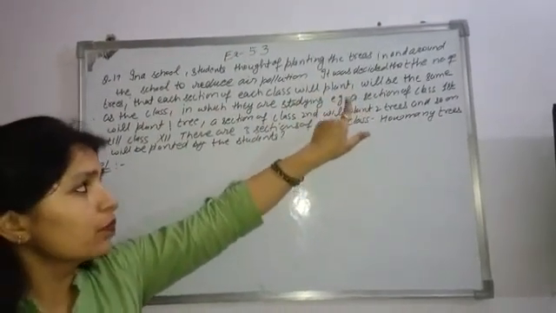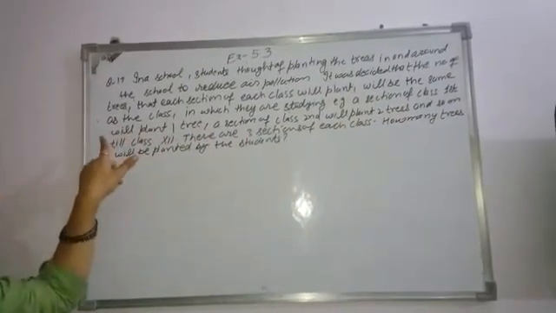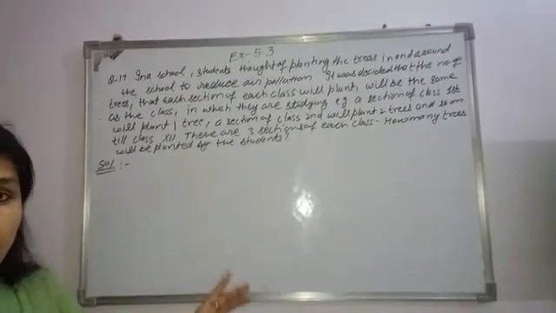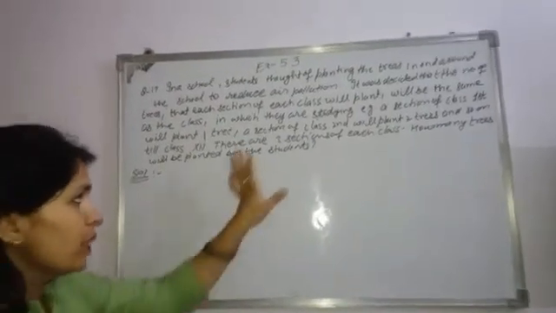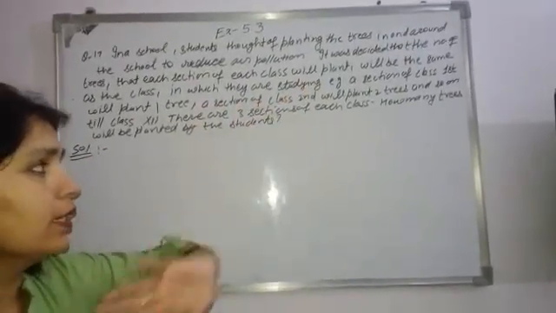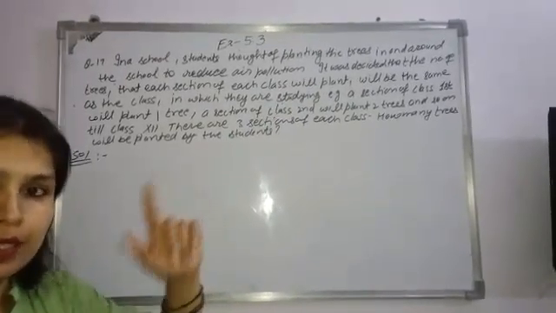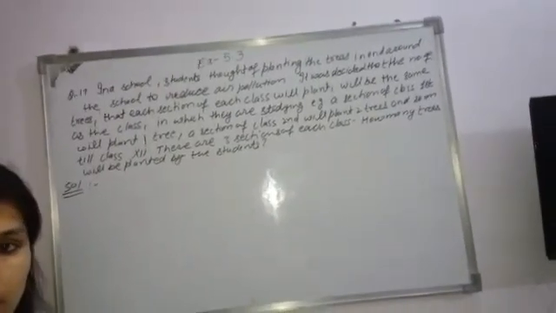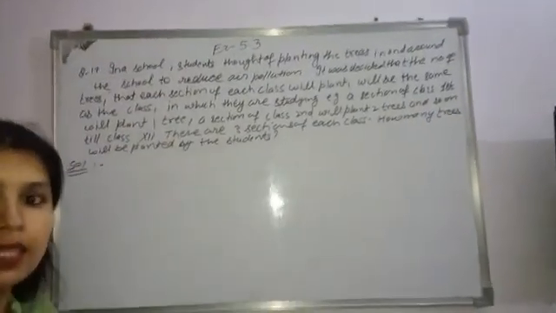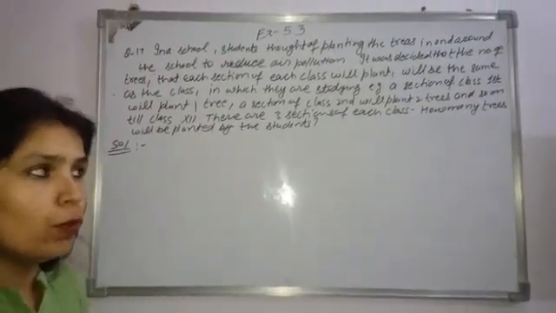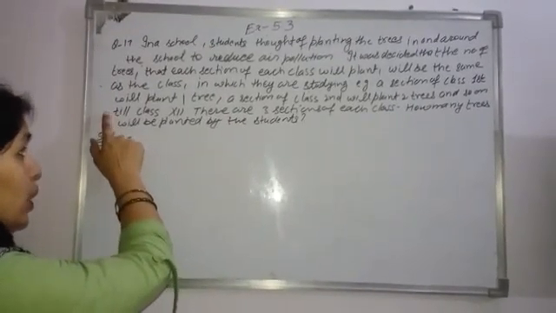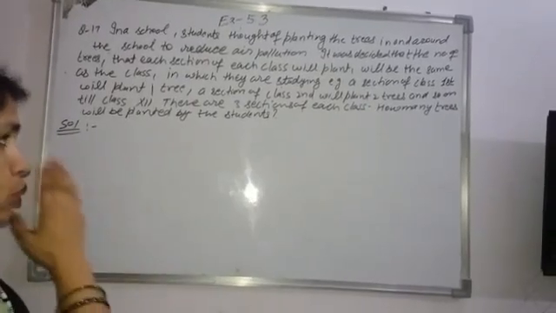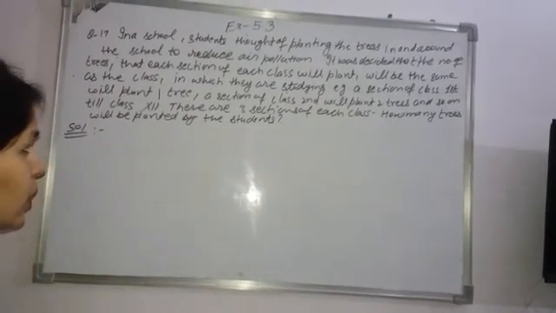For example, a section of class first will plant one tree because they are in first class, that's why they have to plant one tree only. And a section of class second will plant two trees, they are in the second class, and so on. It means if a student is in third class, then they have to plant 3 trees. And if a student is in 12th class, then they have to plant 12 trees. So this process is going on.